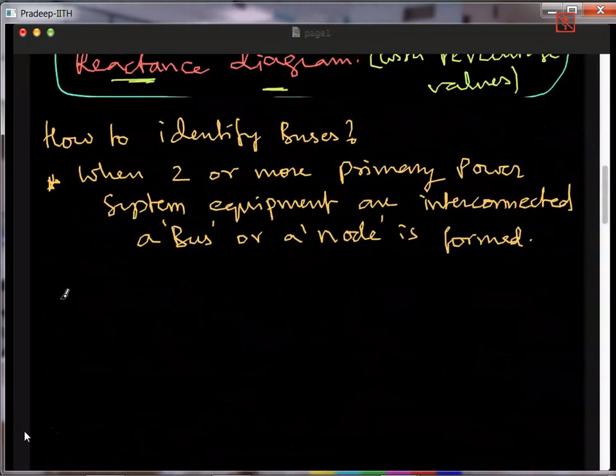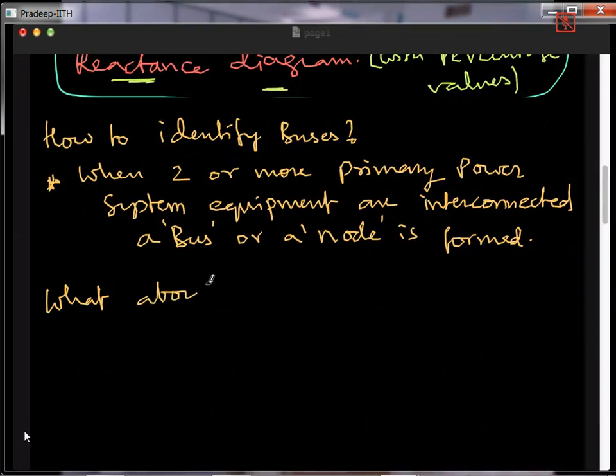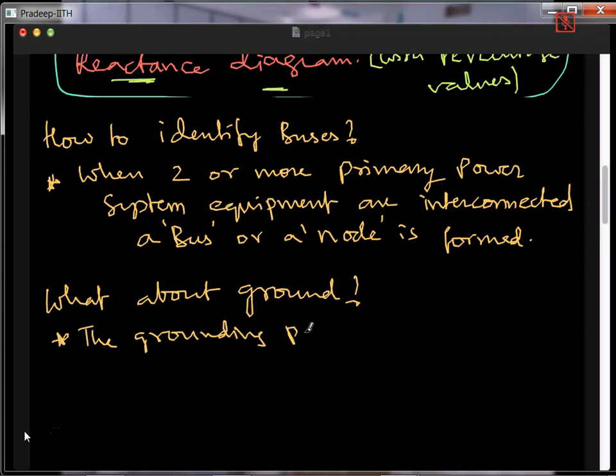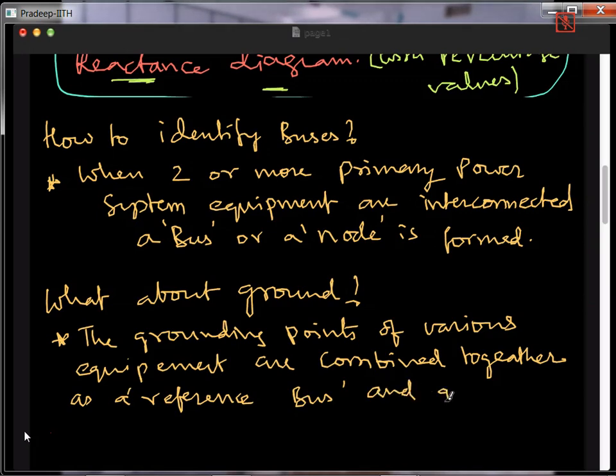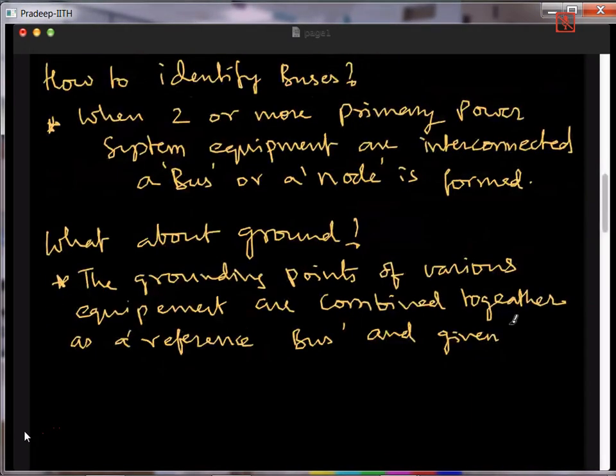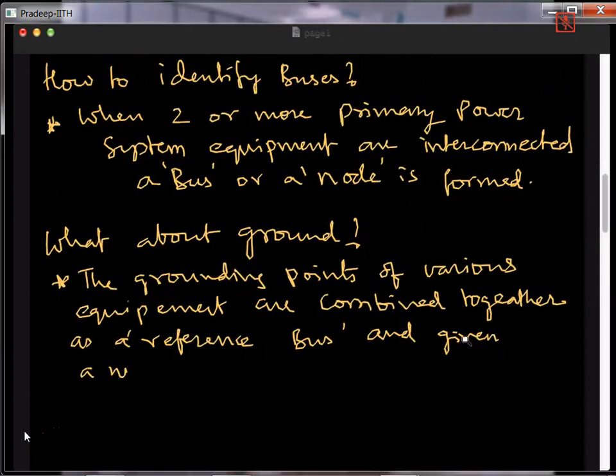So, what about ground? Here I can say the grounding points of various equipment are combined together as a reference bus, and given the number 0.